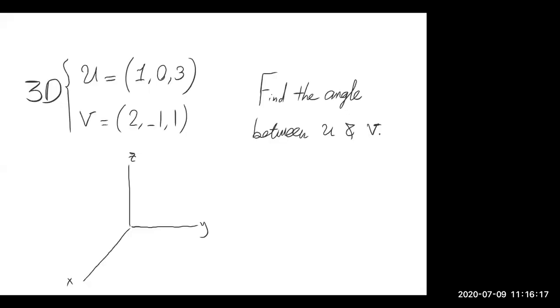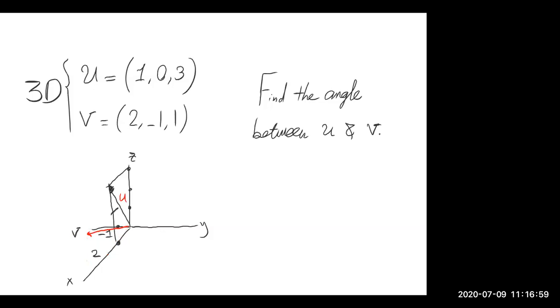Okay, so where is u? The first component of u is 1, the second component is 0, the third component is 3. So u is the vector connecting the origin to this point. This is u. Where is v? For v, the first component is 2, the second component is -1, the third component is 1. So we should go toward the x direction by 2, go to the left by 1, and then go up by 1. The vector which connects the origin to this point is the vector v.